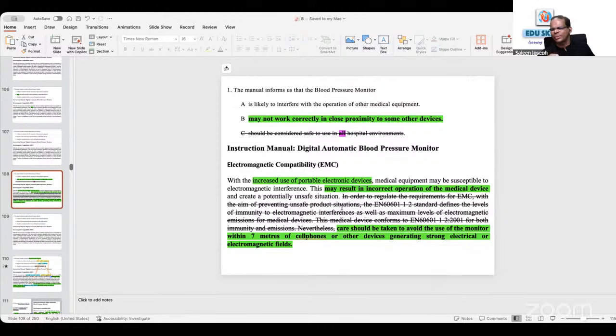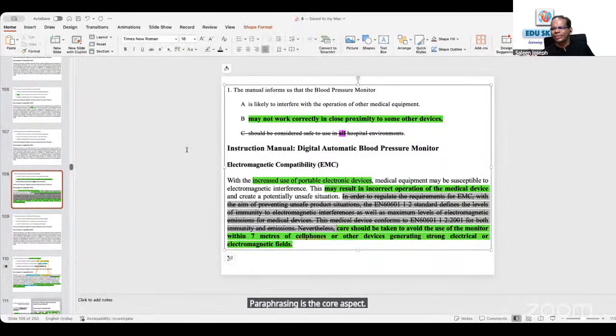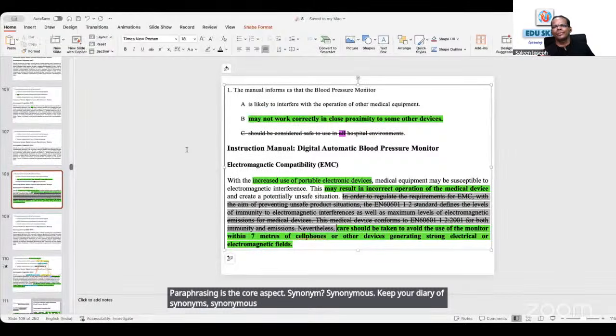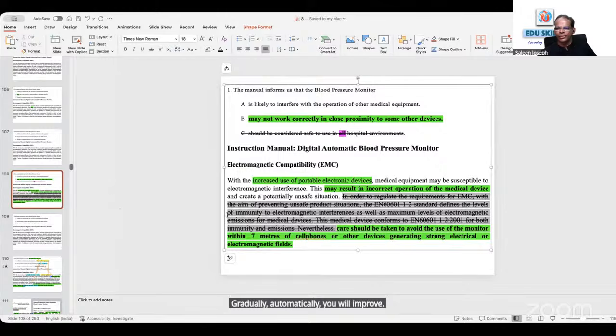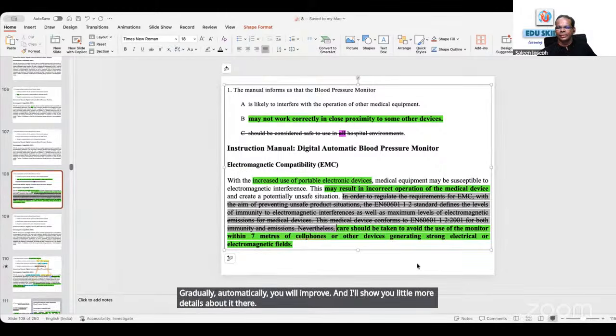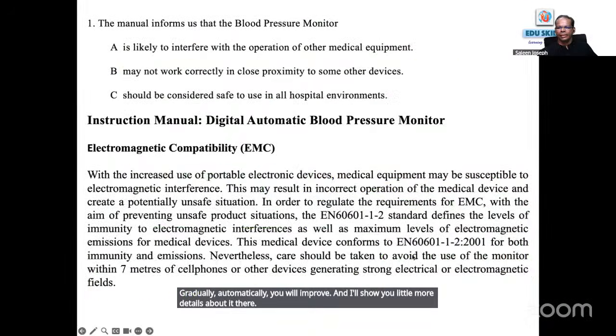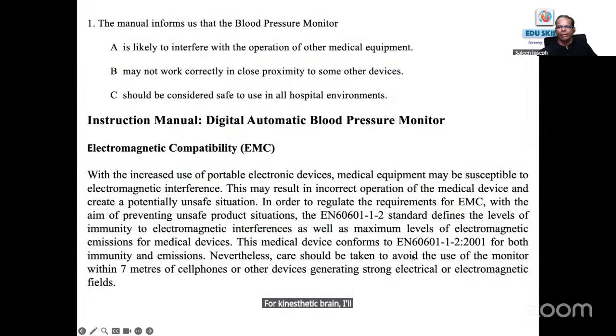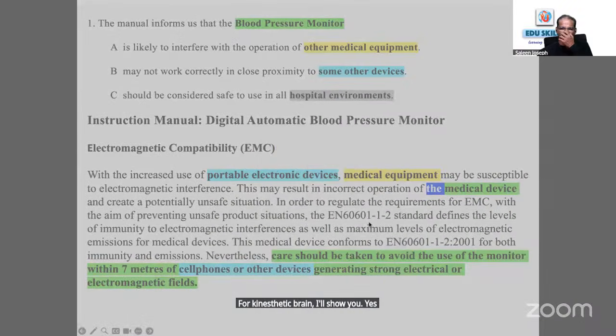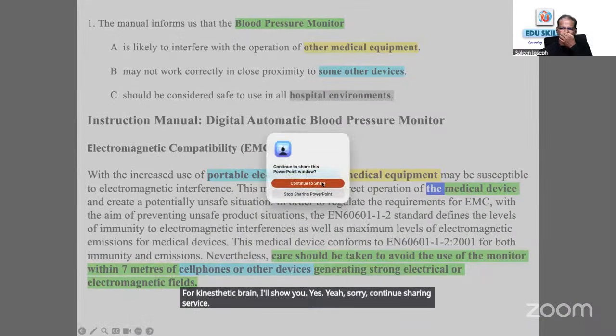Practice. Paraphrasing is the core aspect. Synonyms, synonymous language: keep a diary of synonyms, synonymous language, and paraphrasing. Gradually, automatically you will improve. And I'll show you a little more detail about it, for the kinesthetic brain.